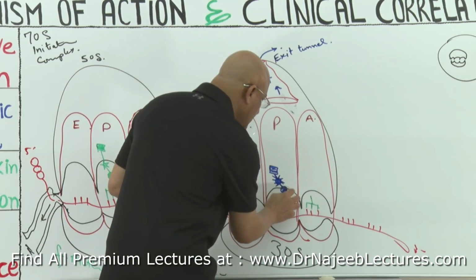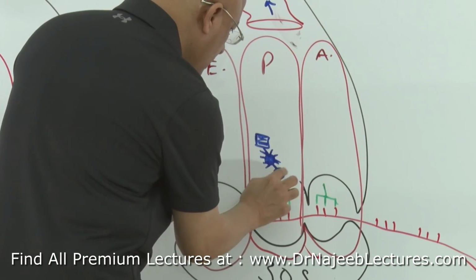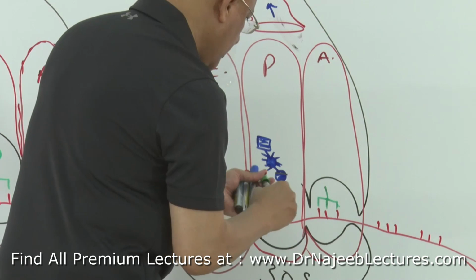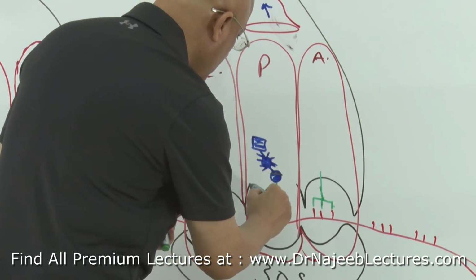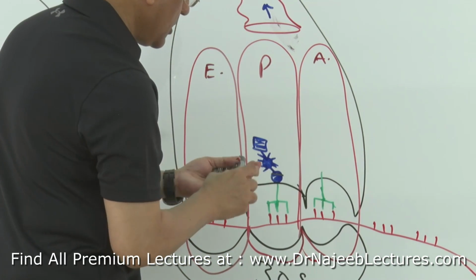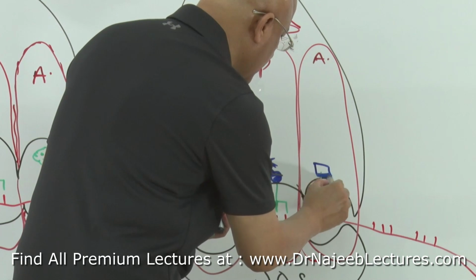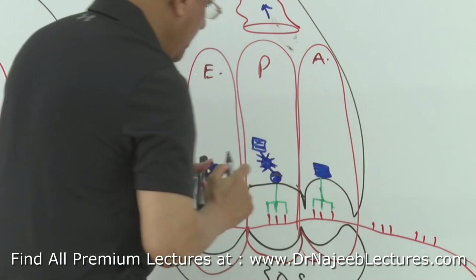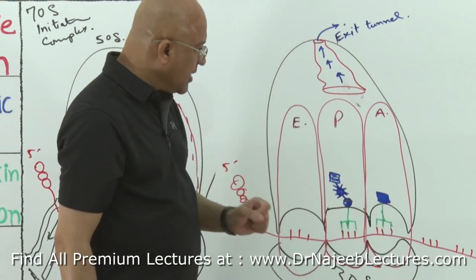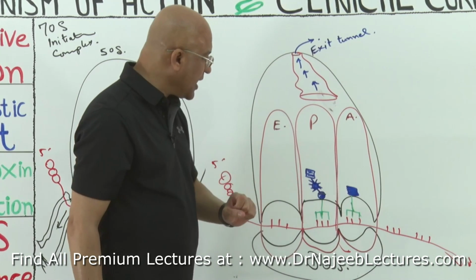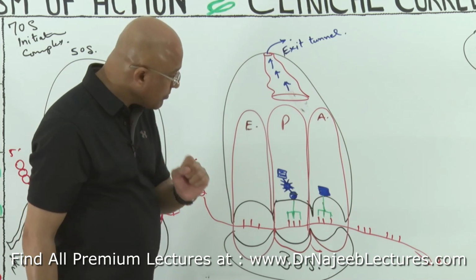And they are coming with what? A new, what is it? Amino acid. Now, listen very carefully. What is happening? At the A site, we have aminoacyl transfer RNA. At the P site, we have peptidyl transfer RNA, right?